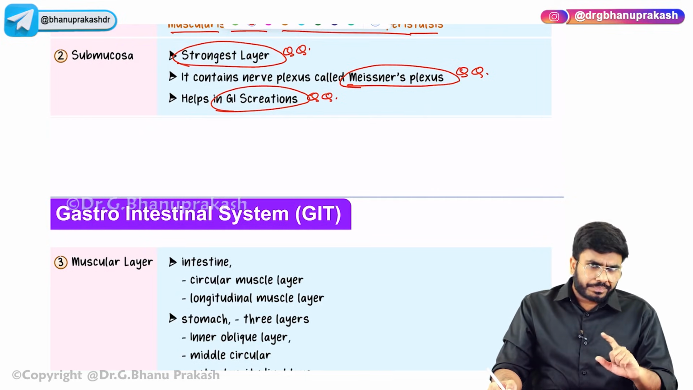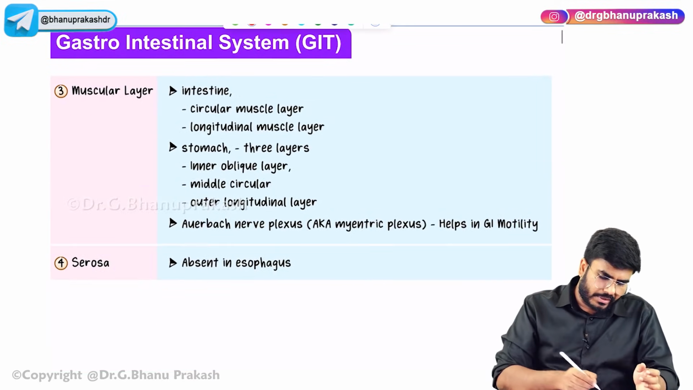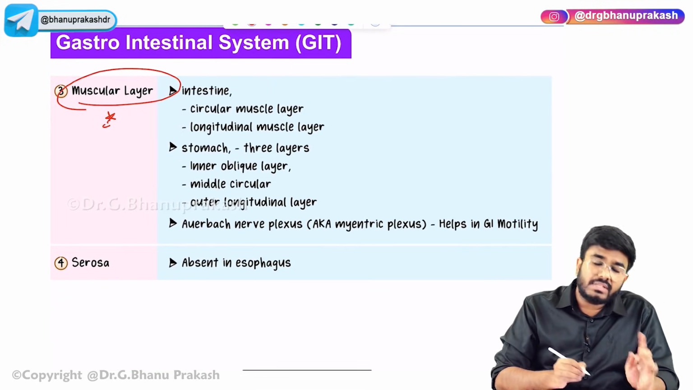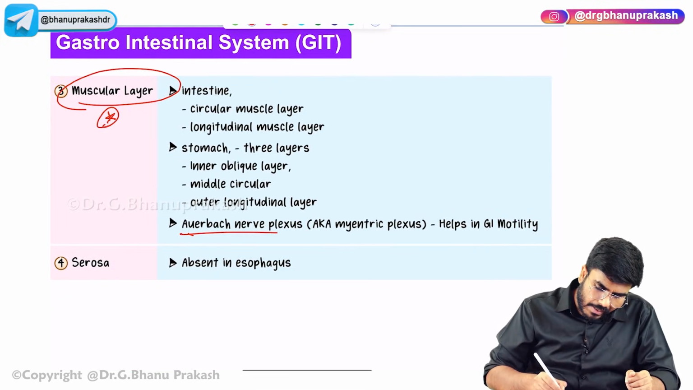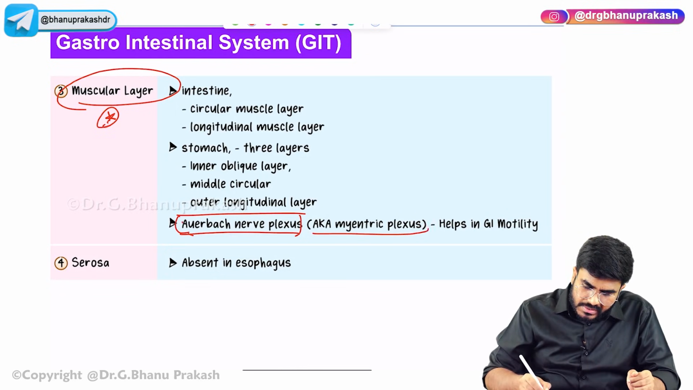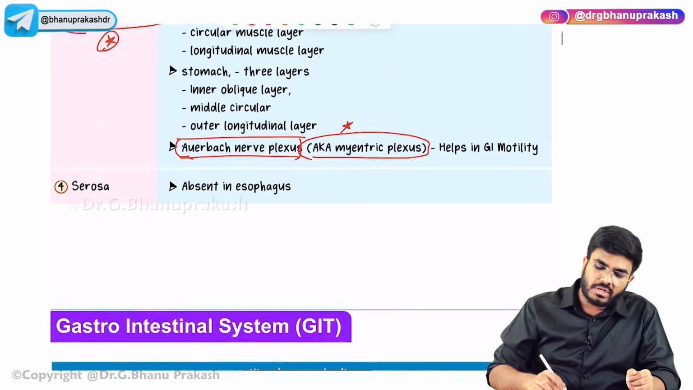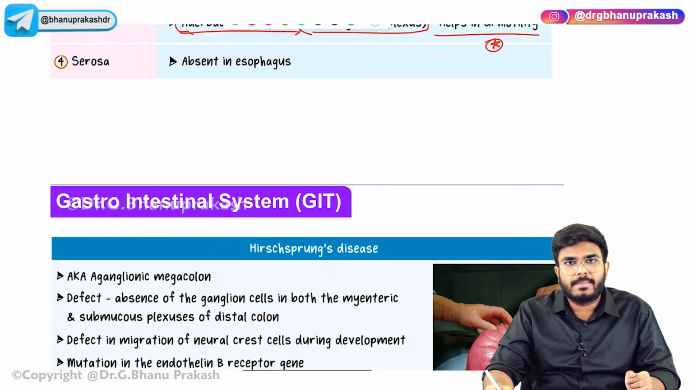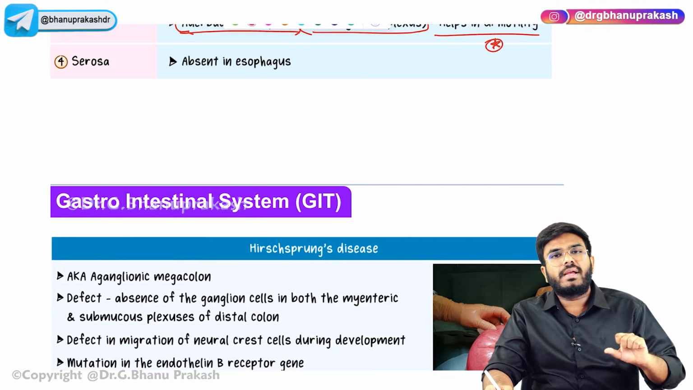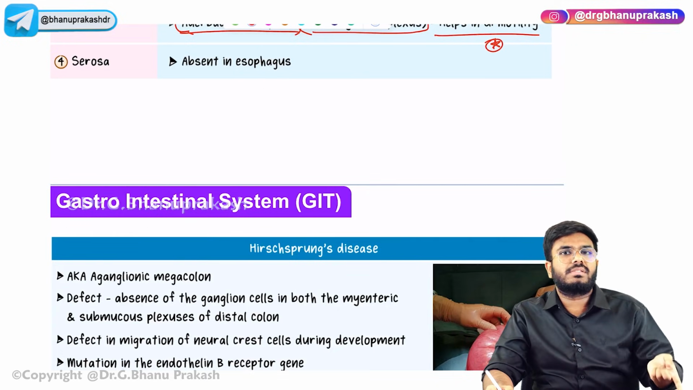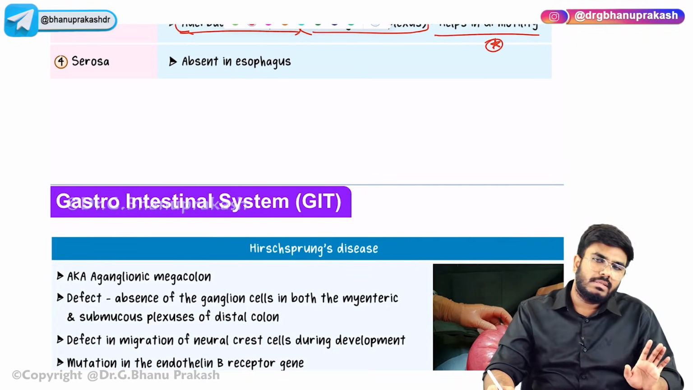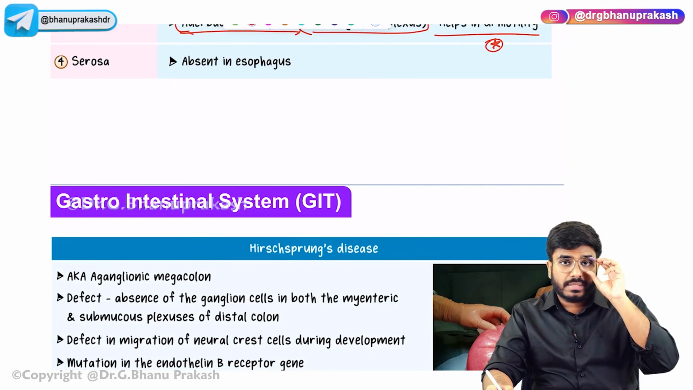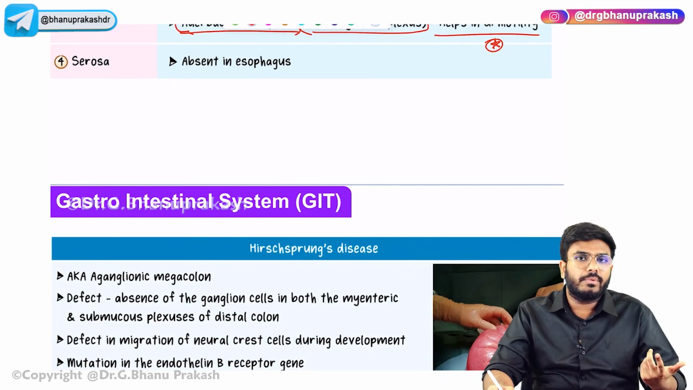So the next layer, the muscularis layer. Look here. In the muscularis layer, there is one more plexus present, which is called the myenteric plexus or Auerbach's plexus. What is the function of this? It helps in peristalsis, the contractions. So, contractions are due to the myenteric plexus which is present in the muscularis. Secretions are due to the submucosal plexus which is present in the submucosa.